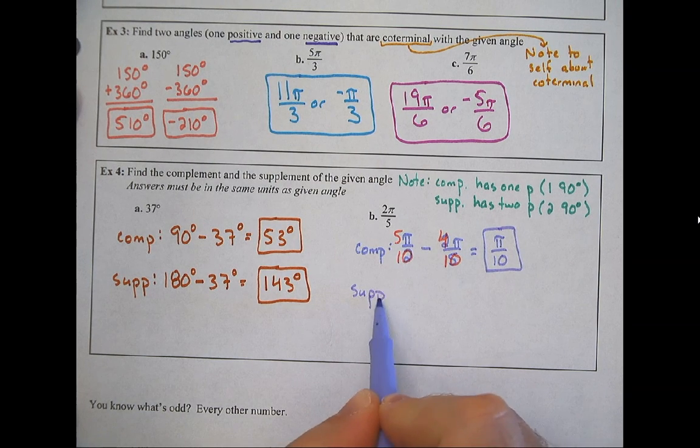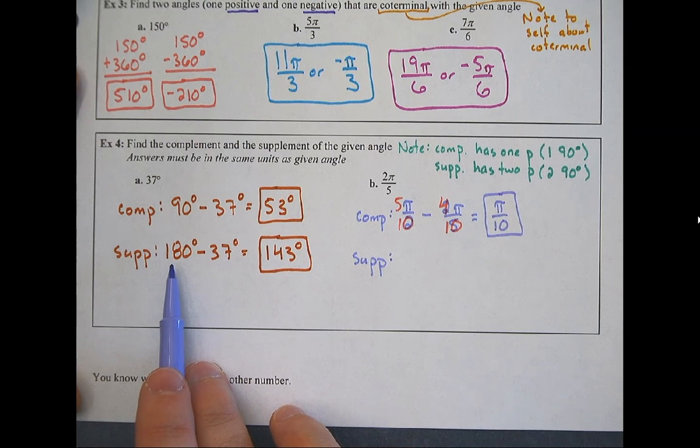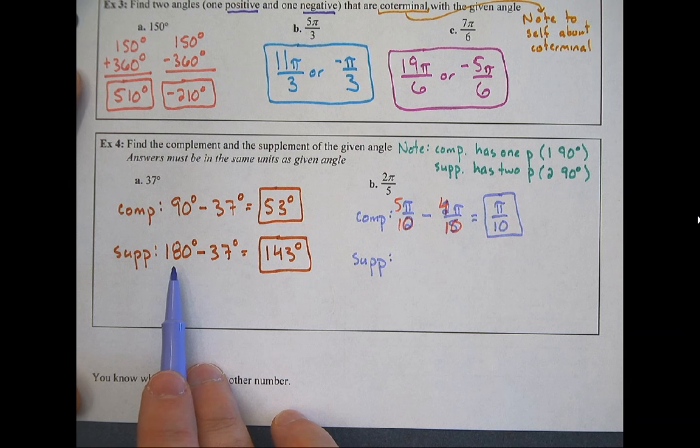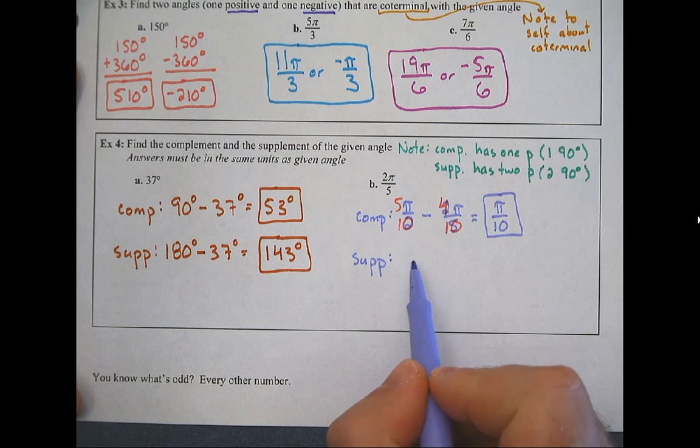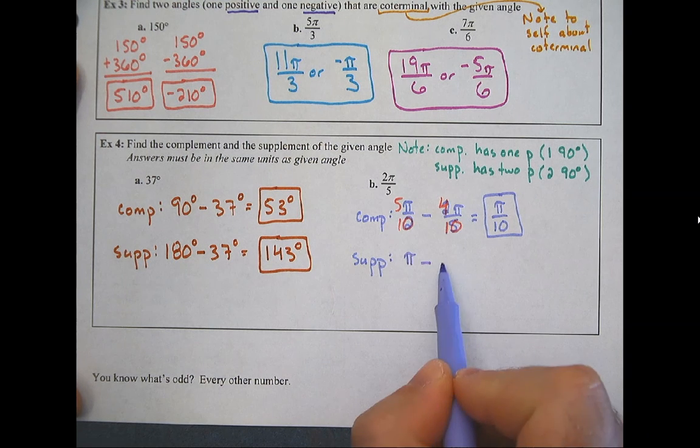Supplementary, same idea as degrees. 180 minus, but 180 is not going to cut it because we're in radian world. So what's the same as 180 in radians? It would just be pi. And we need to subtract off our given angle.